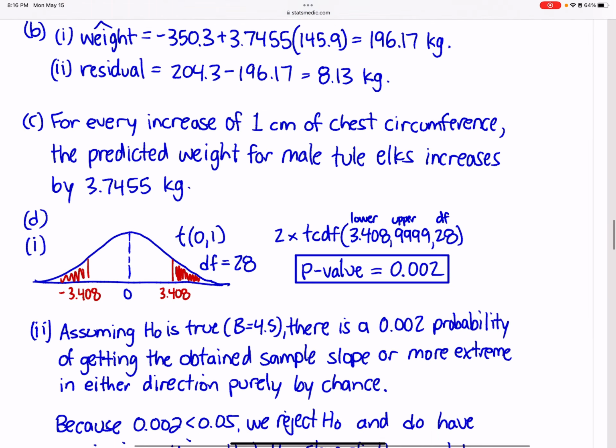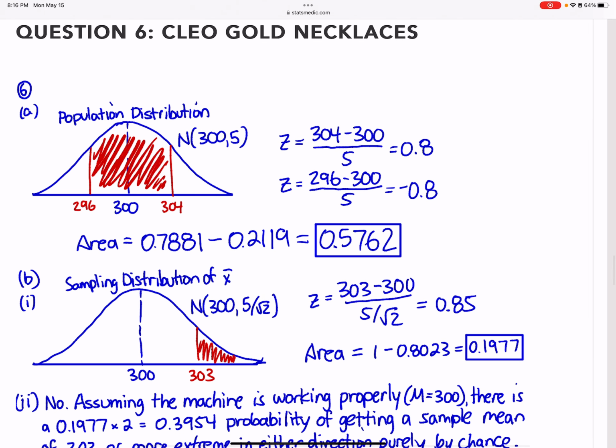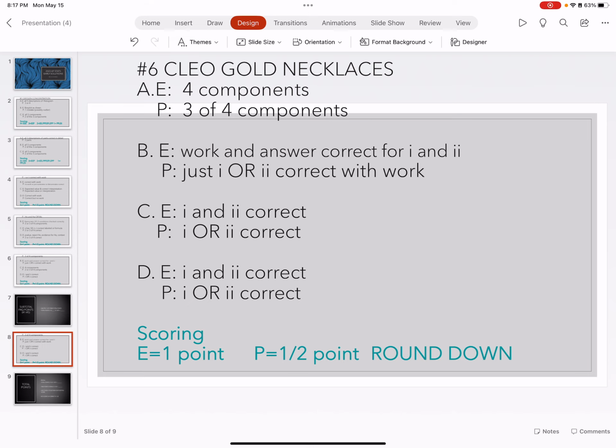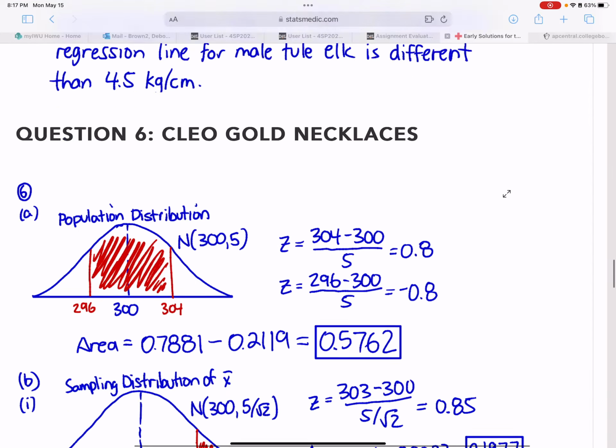So first of all, let's see what the solution is. The solution is just a normal model. It tells you it's normal. So for this, you would need to make sure that for component 1, you have the bounds, which are 296 and 304, either in a drawing or written as lower bound, upper bound. You have the mean as 300. The standard deviation is 5, again in the drawing or labeled. You then need, as the 4th component, to find the actual area, which is about 58%. Okay, so for this one, all 4 of those components will receive an E. You need 3 of the 4 components to receive a P on that question.